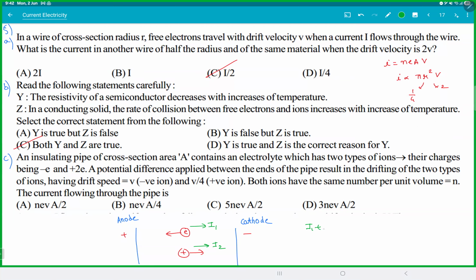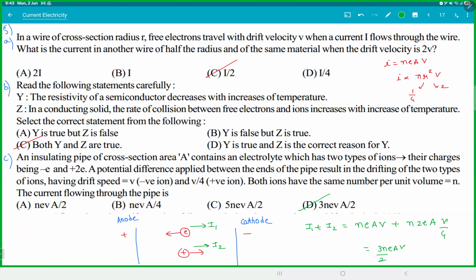So current will be I1 plus I2. This will be N, E, A, velocity is V, plus this will be N, charge is 2E, A, and velocity is V by 4. 3 NE, A, V by 2 is the answer. I think most of you subtracted it. That's why you're getting option A. So be careful.